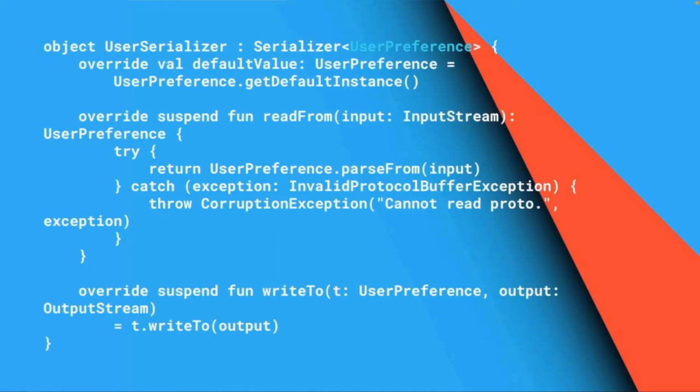Next, we need to define a class for serialization that actually implements the serializer defined by the type in the Proto DataStore. Also, this is the class that actually describes how to read or write the data type using the protocol buffers. And again, to reiterate, protocol buffers are one of the faster data serialization mechanisms.